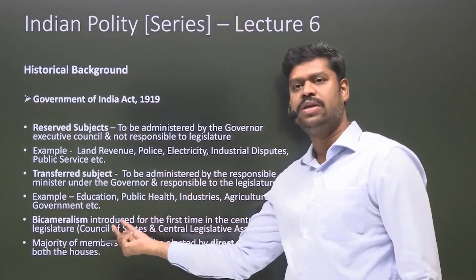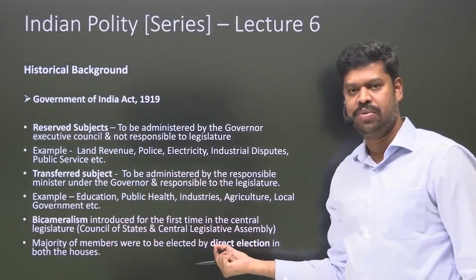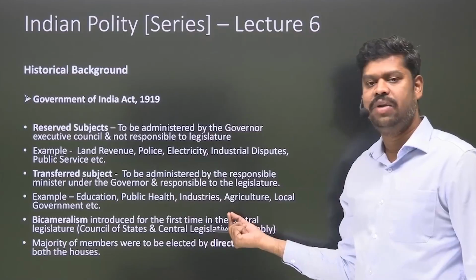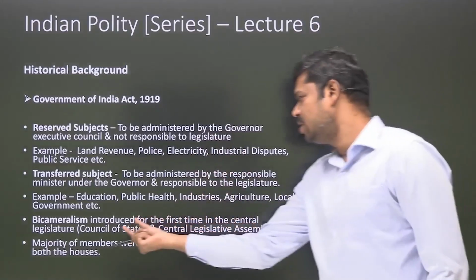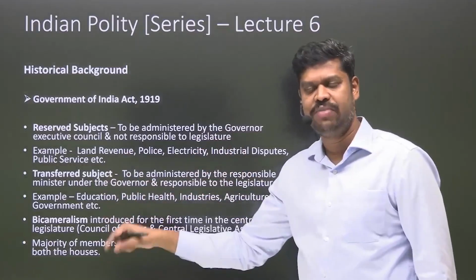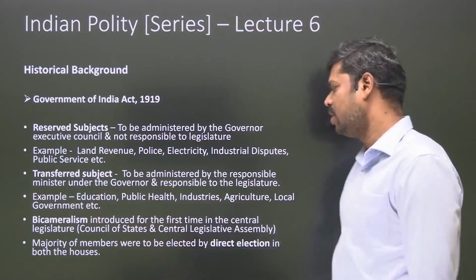One is what is called the Council of States, and the other is what is called the Central Legislative Assembly. The Central Legislative Assembly at that point of time was similar to the Lok Sabha today, and the Council of States at that point of time was similar to the Rajya Sabha today. So this is basically what you'll have to understand.